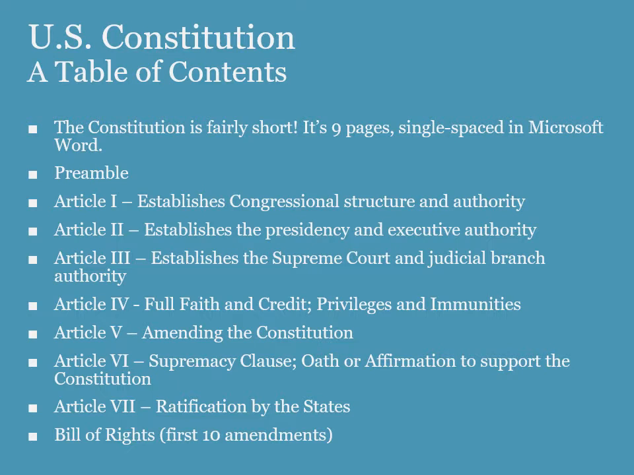The Constitution is a pretty short document, 9 single-spaced pages on Microsoft Word, so I urge you to read it or at least skim it. It contains a preamble and 7 articles. Those 7 articles are further broken down into sections and clauses. Some of those clauses, like the full faith and credit clause and the supremacy clause, are really key to American society, and so we're going to discuss them in depth later.